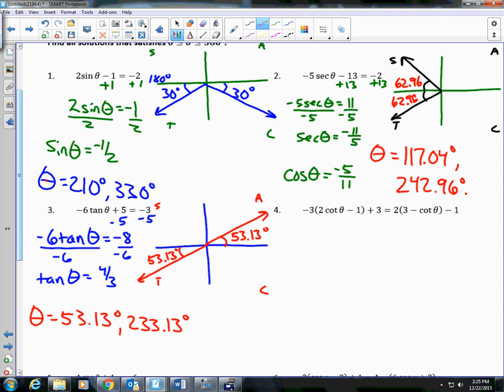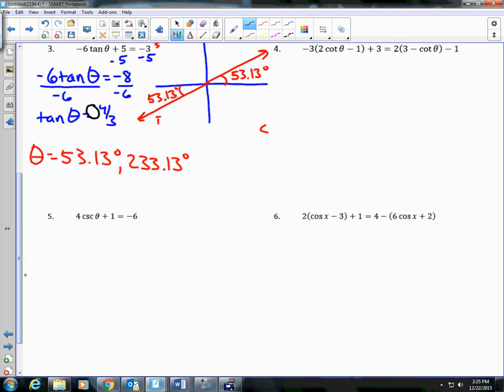Excellent question. Sine is negative. Tangent is positive. Cosine is negative. Whatever sign you come up with, that will tell you where you make your reference angles. Is that better? Okay, good question.